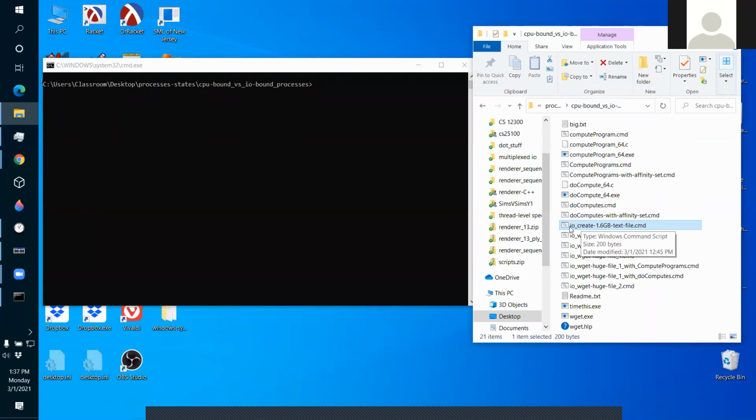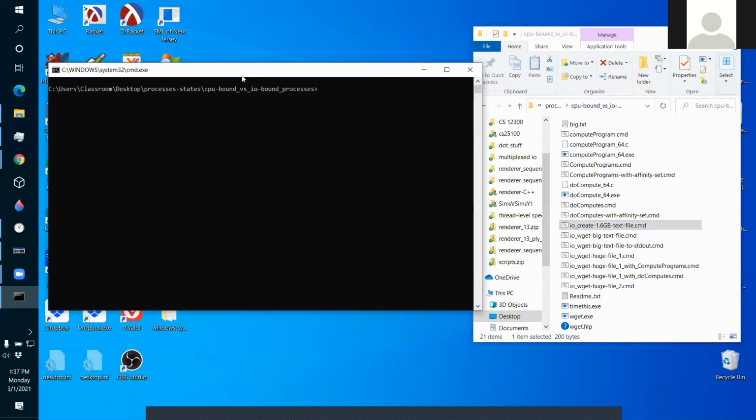It would just be this batch script would run. What little time is spent running this batch script would be on one CPU, but the vast majority of work would be done by the hard drive. So if I start this guy up, it'll work for quite a while. Then at the same time, I can launch in here a compute bound process.